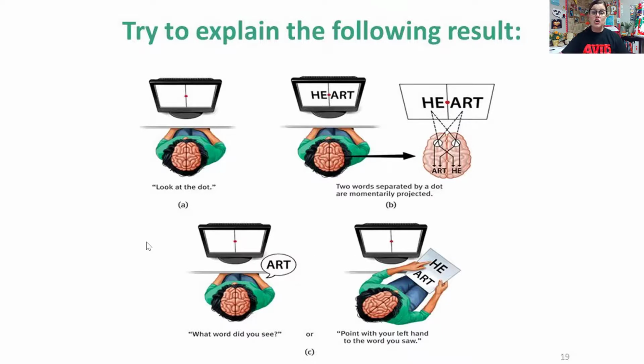However, when given the prompt, they could point with their left hand to the word that they saw. The left hand is directed by the right hemisphere, and the right hemisphere saw the letters H-E. So the person couldn't verbalize it, but they could point with their left hand at the letters H-E.